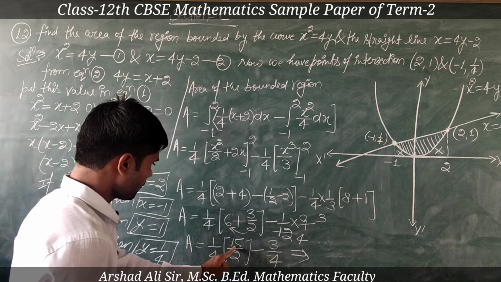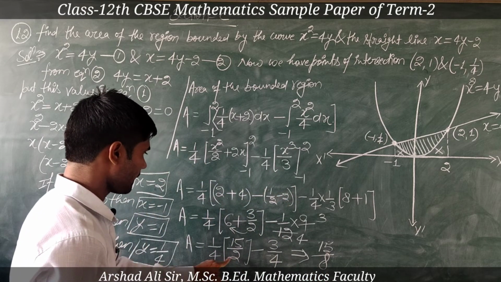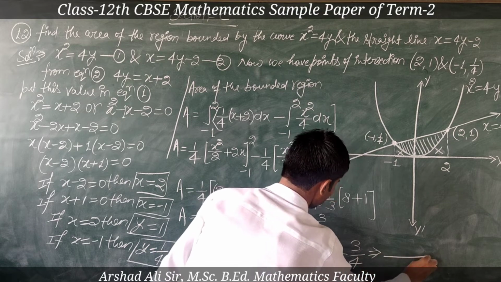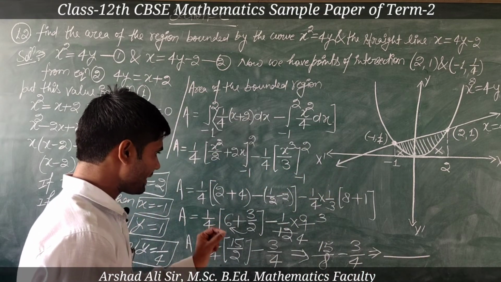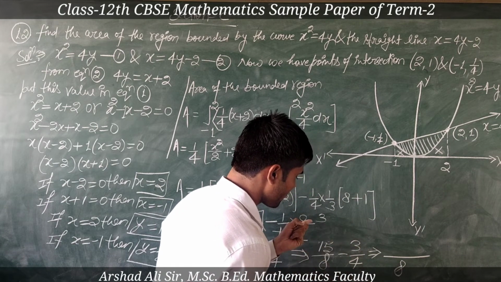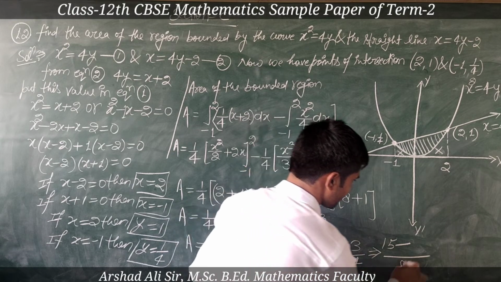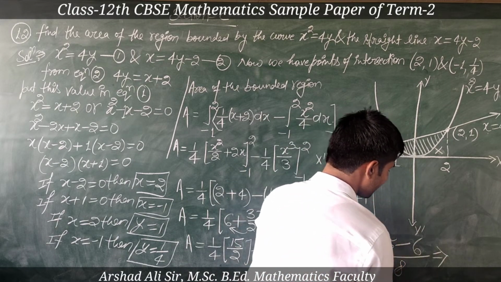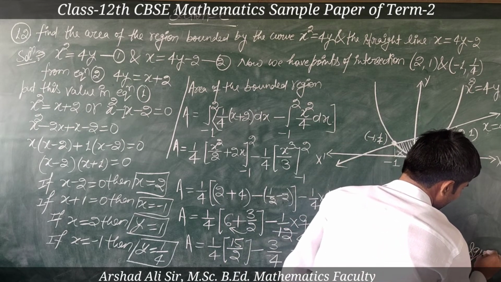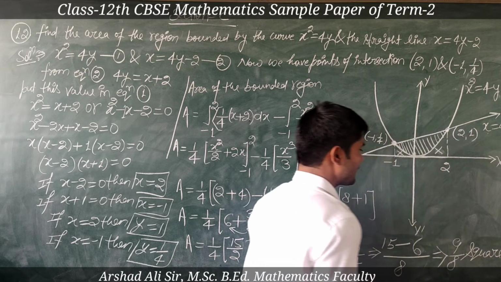Now we can write 15 upon 8 minus 3 upon 4. Now we can take the LCM. LCM of 8 and 4 will be 8. 8 1s are 8, 1 multiply 15, it will be 15 minus 4 2s are 8, 2 3s are 6. So 15 minus 6, it will be 9 upon 8. So 9 upon 8 square units will be the answer.